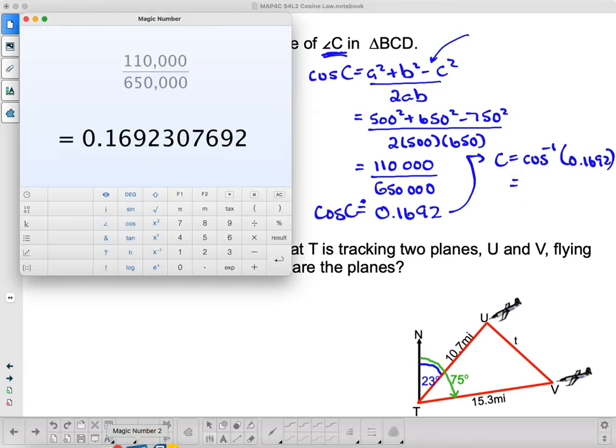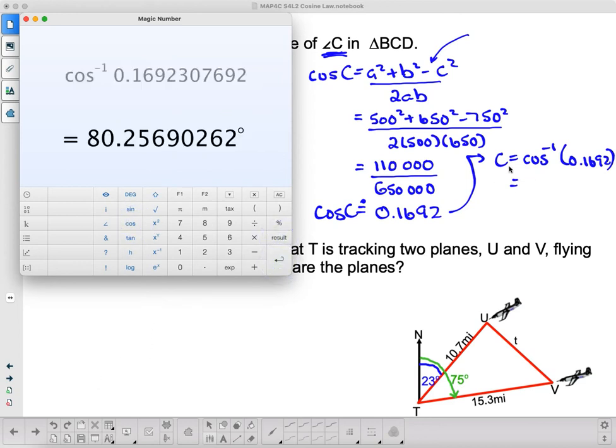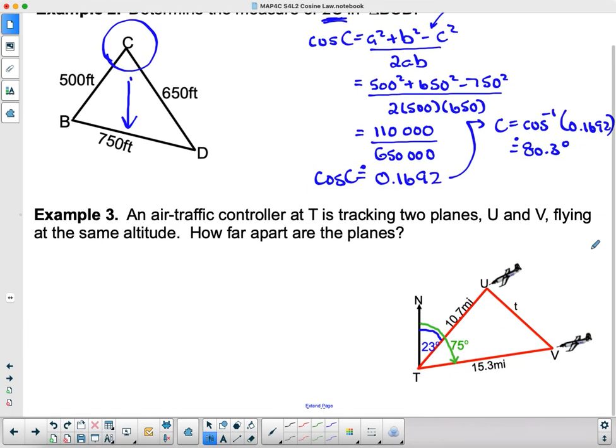And let's pull that up on our calculator. We have to go shift cos of what our result was. And that's 80.3 approximately, and that's in degrees.